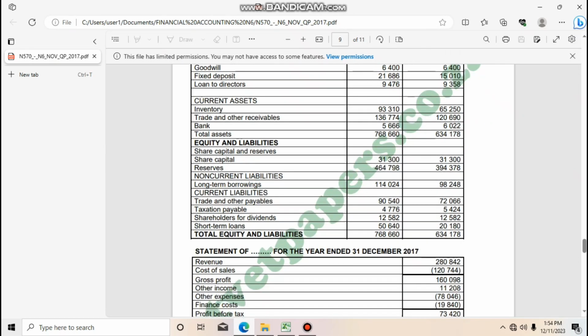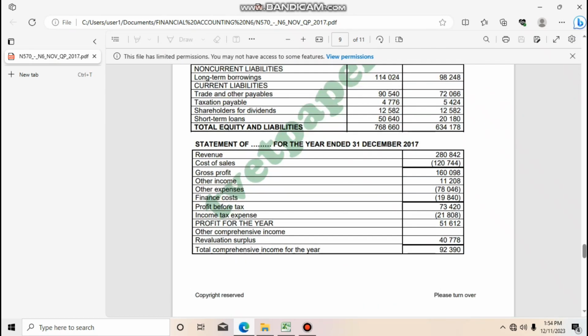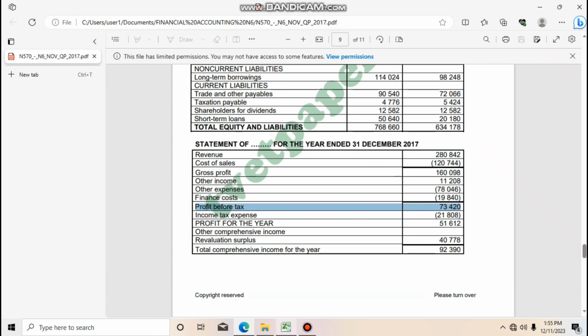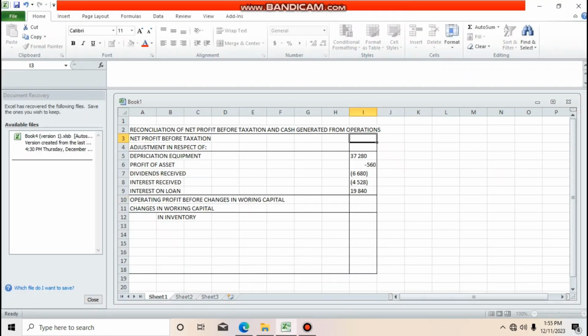But in this case, we don't have the provision for bad debts, and I forgot to list the net profit before taxation amount. This amount of 73,420. So in order for us to determine the operating profit before changes in working capital, we're going to take this amount. We're going to add and less in order for us to get the operating profit before changes in working capital.